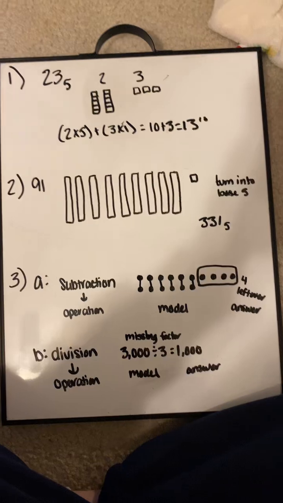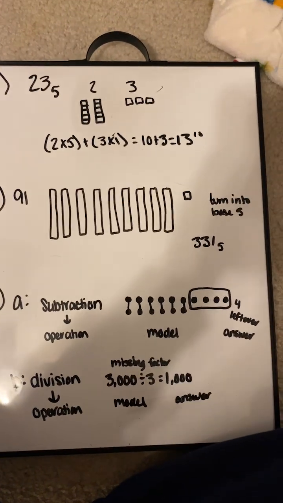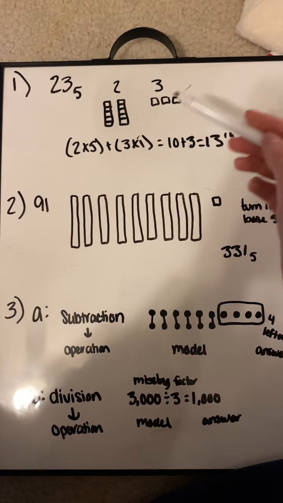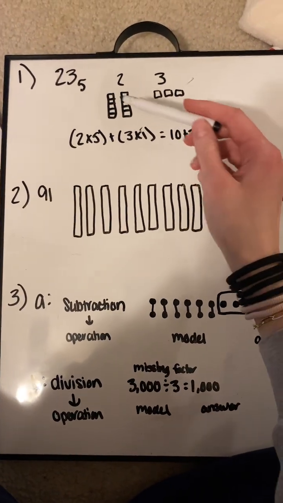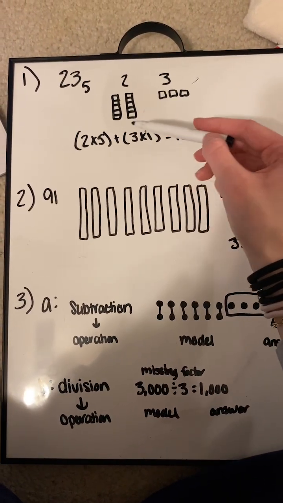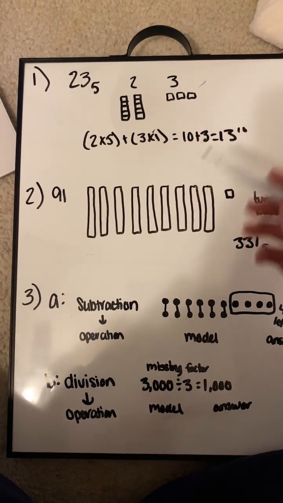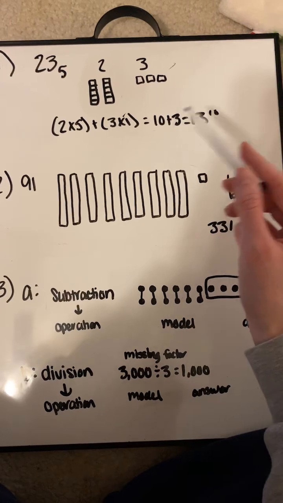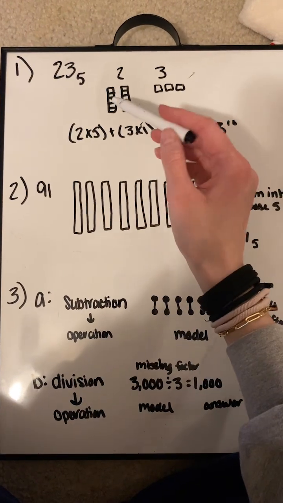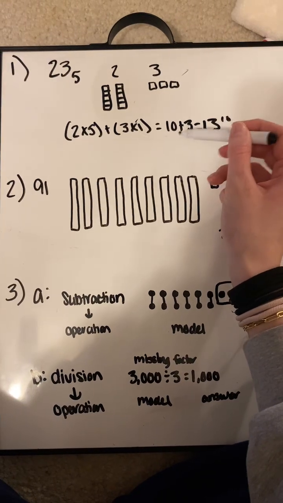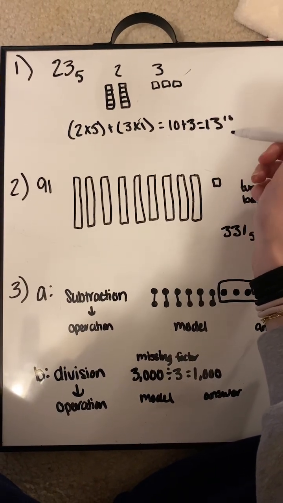So for number 1, I had to draw base 5 blocks to represent 2, 3, base 5. So what I did was I drew 2 base 5 longs and then 3 unit cubes. But then to get to base 10, I had to multiply 2 times the 5 and then 3 times the 1s. And that simplified to 10 plus 3, and then that equals 13 to the base of 10.